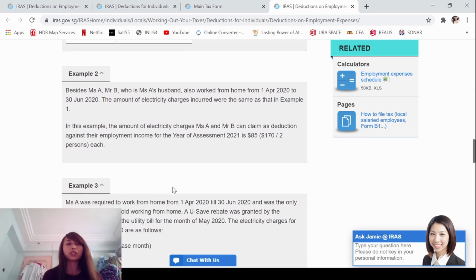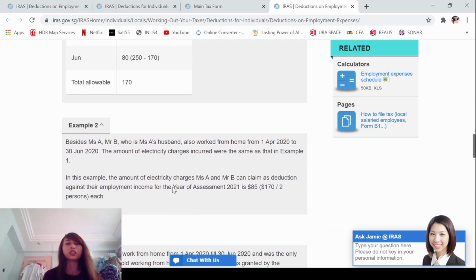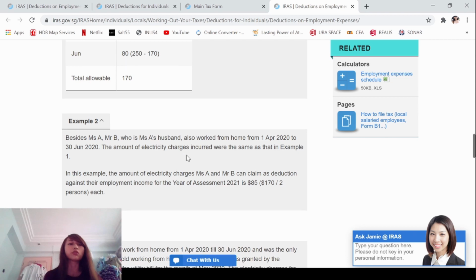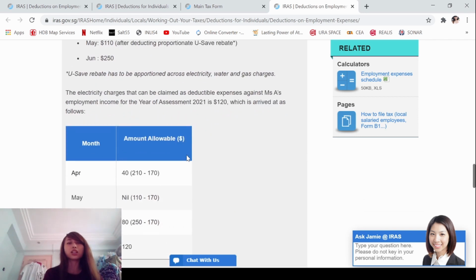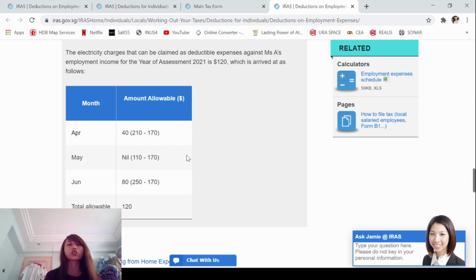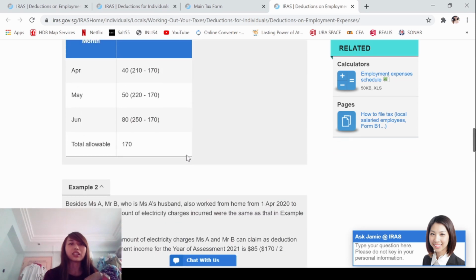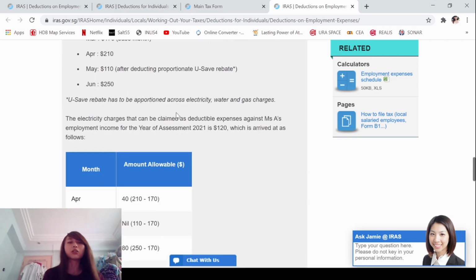These are more examples. For example, there are 2 people working from home, and the total tax deduction is supposed to be 170, but because there are 2 people working from home, you need to divide by 2. Then this example on the U-Save rebate: it should be net of the U-Save rebate. After the U-Save rebate, if you actually get less than the actual base month, then no deduction will be allowed.